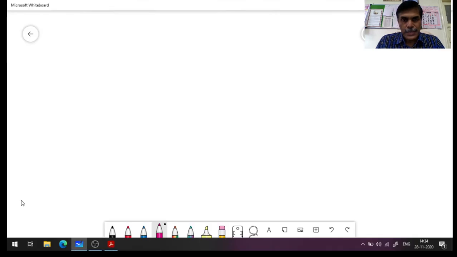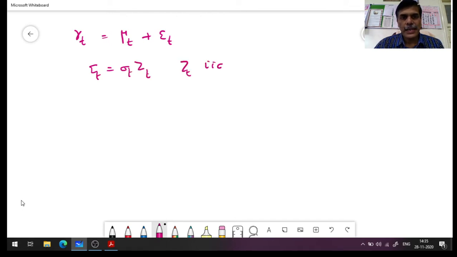By that what I mean is you have the r_t, and then r_t equal to mu_t plus epsilon_t, and mu_t is of course the conditional mean, which I'm not writing now, and then you are trying to model epsilon_t equal to sigma_t z_t. This is also the same, where z_t is IID (0,1).